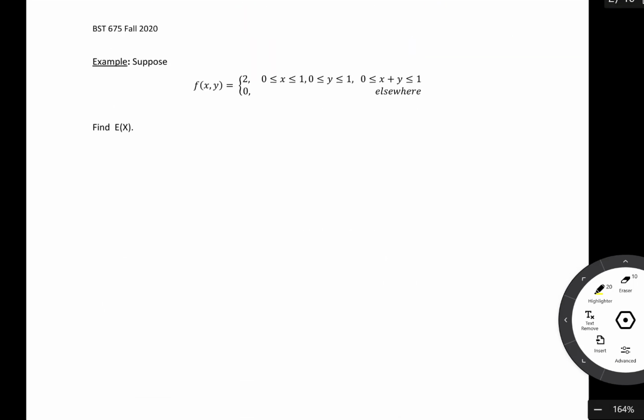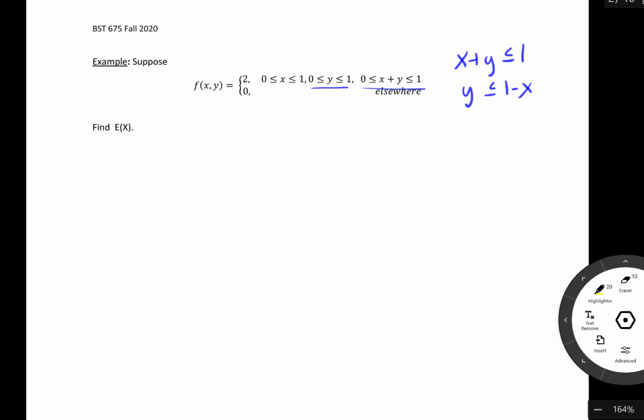So let's look at another example. This one is a little bit different than what we've seen before, because y is restricted between 0 and 1, but also x plus y is restricted between 0 and 1. So we've got two different conditions here. This suggests that x plus y is less than or equal to 1, and that y is less than or equal to 1 minus x.